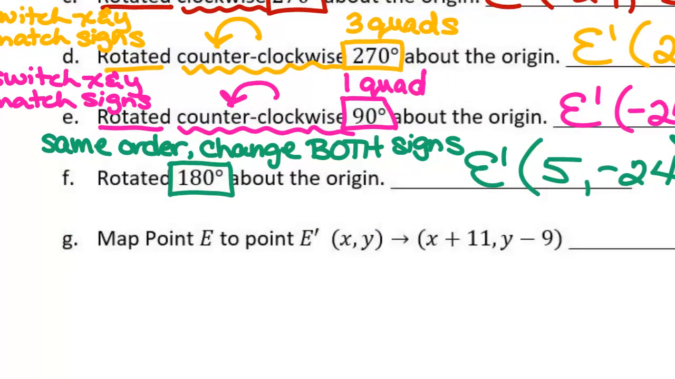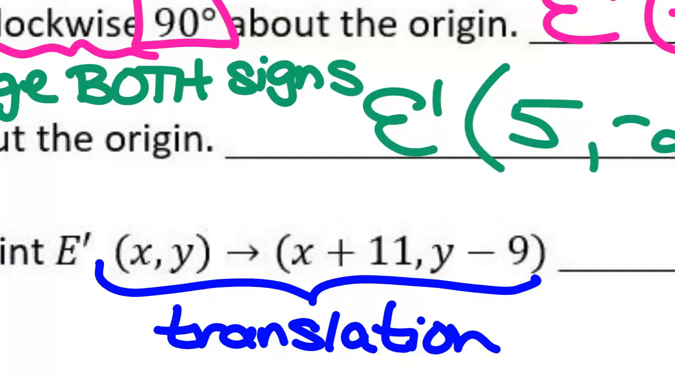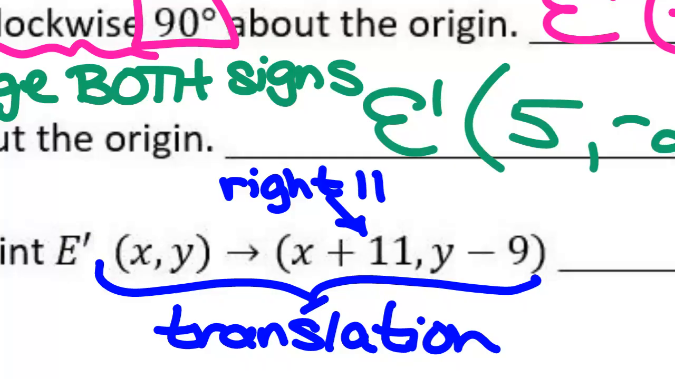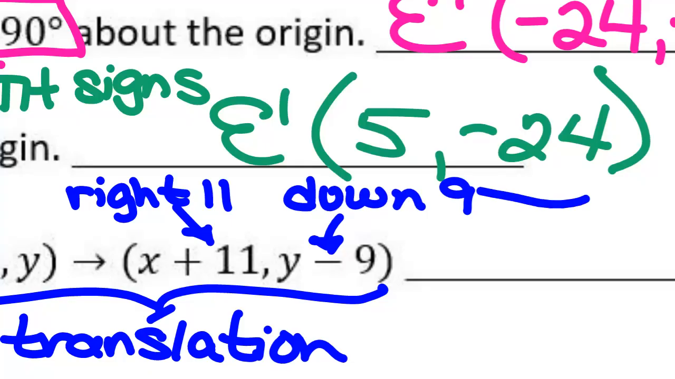And then the last one on number 3, it says map point E to point E prime using this right here. This is a translation. The first part tells me to add 11 to all of my X's. That will send it right 11 units. The second piece tells me to subtract 9 from my Y's. That will send this point down 9.